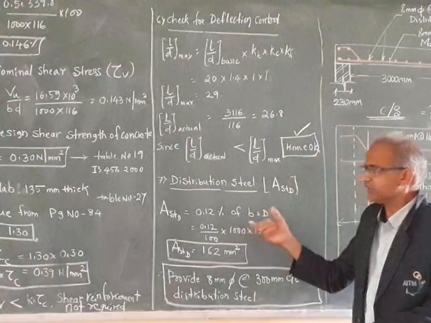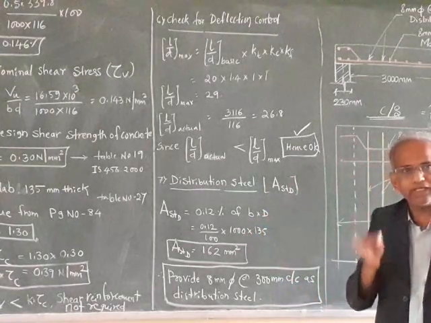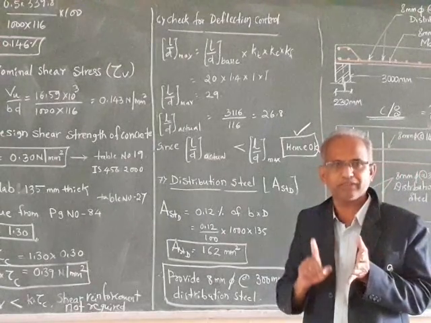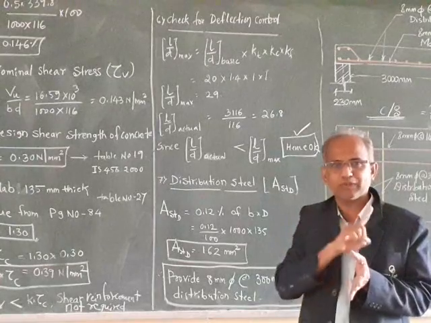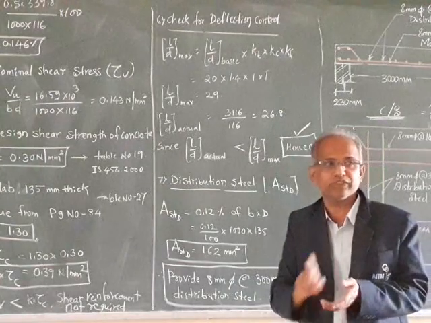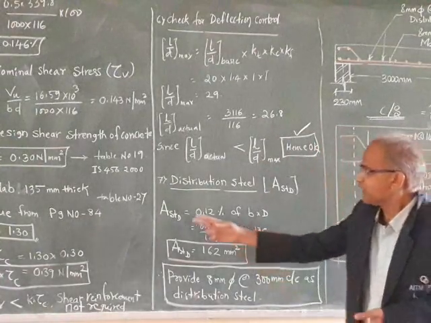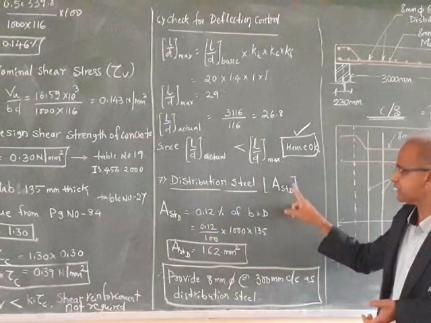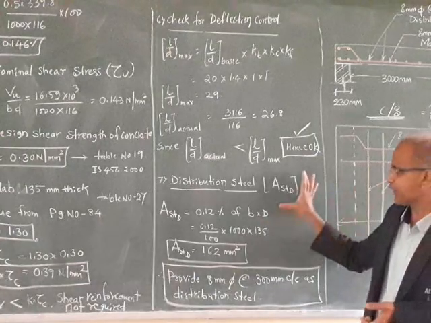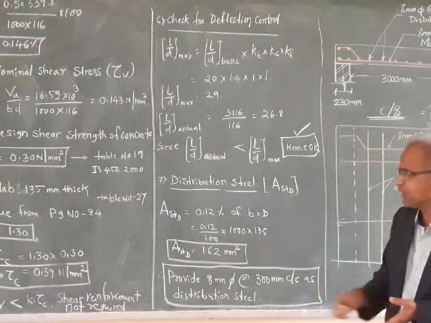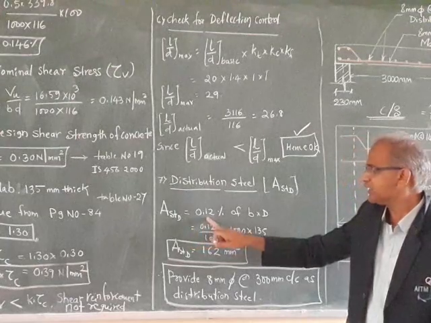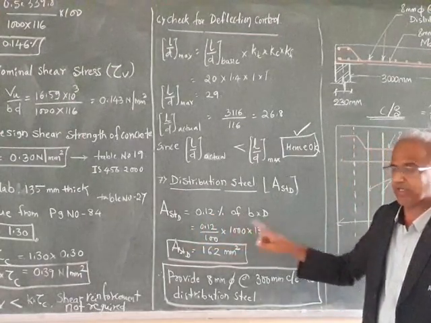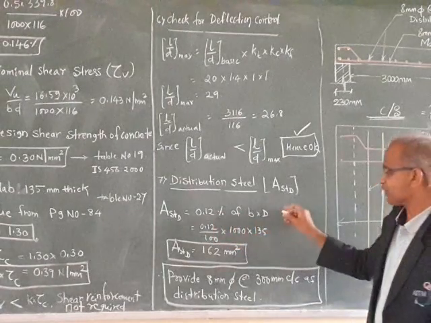And next is distribution steel. As we have seen in slab, main bars are provided along the shorter span. Okay, over that, in the perpendicular direction to the main bars, distribution steel is provided. So distribution steel we are going to calculate, Ast D. D indicates distribution steel. So how to calculate this area of distribution steel? So area of distribution steel is 0.12% of gross area. Okay, 0.12% of gross area.